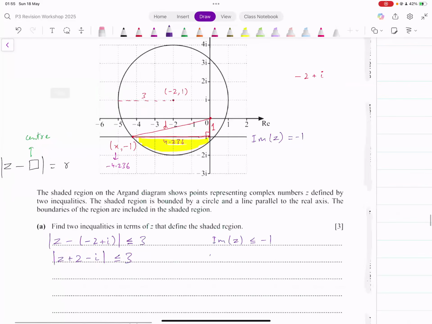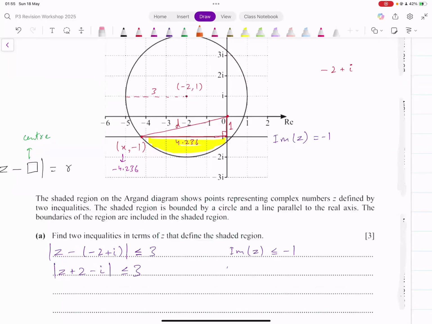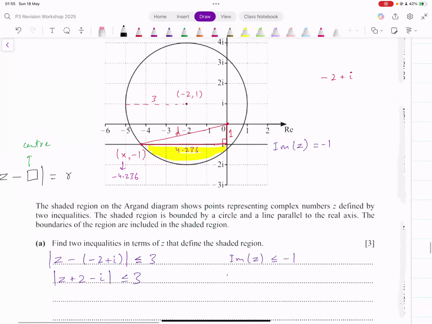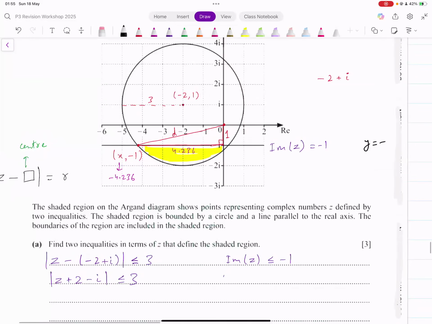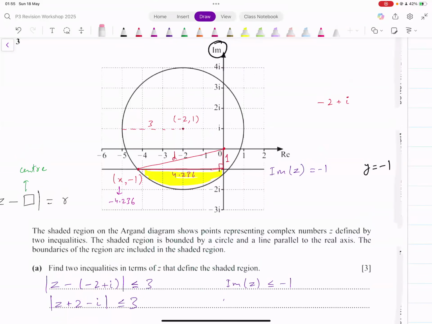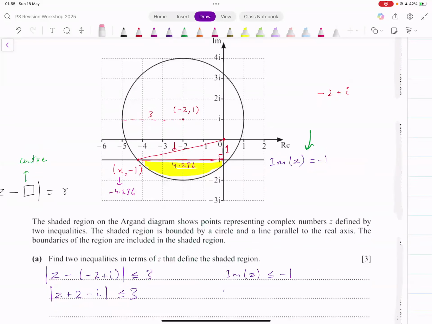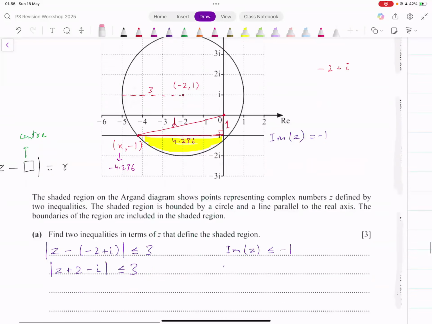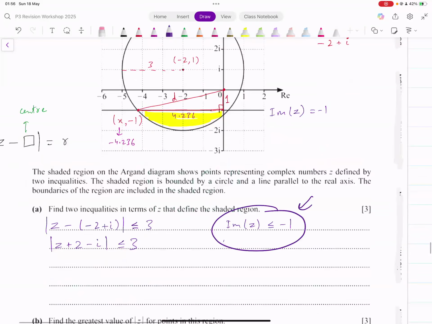And then what else? The shaded part is below this line. This line that we've got, the shaded part is below that line. Now, what is this line? It's the y equal -1 line. Now, in the Argand diagram on the vertical axis, we've got the imaginary part, right? So we can say that's imaginary part of z equal to -1. We have to be below this line. So we say imaginary part of z is less than or equal to -1.